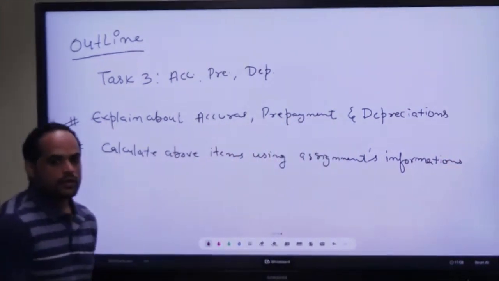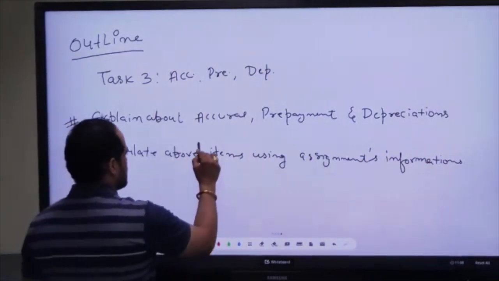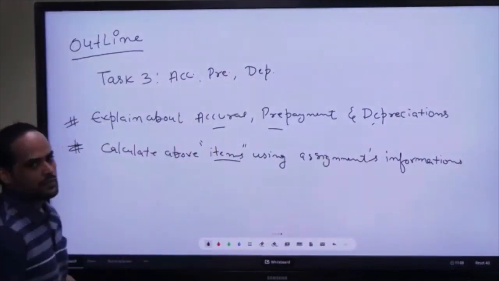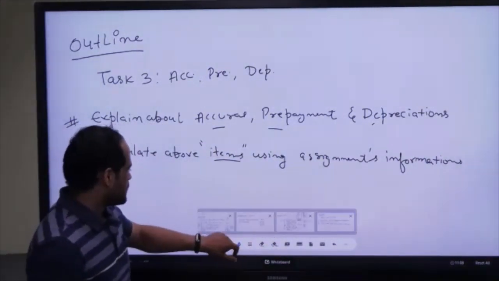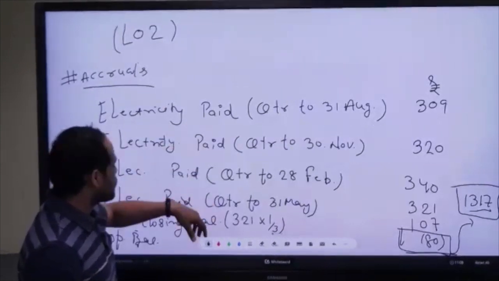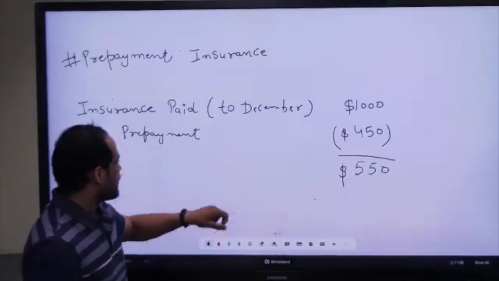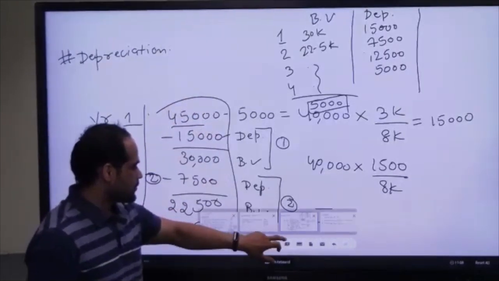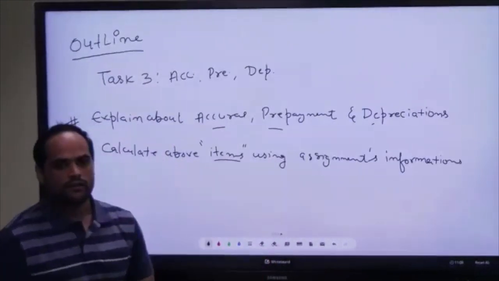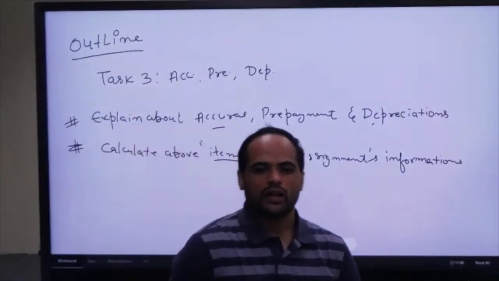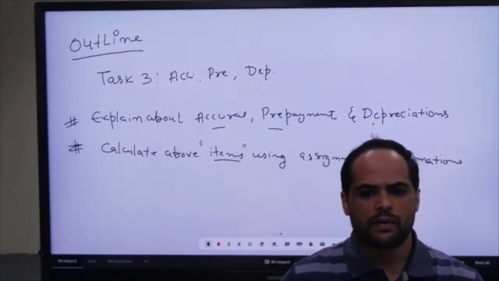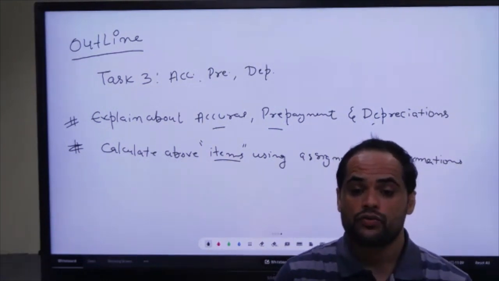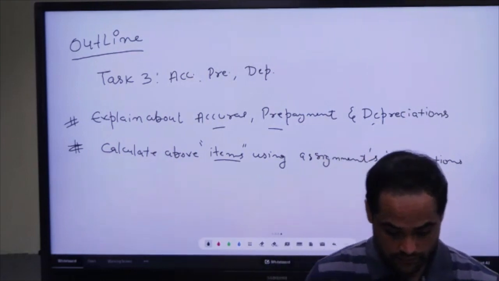Right. Then you have to calculate these items using the assignment's information, like this for accruals, for prepayments, and depreciations. All right, and give a very short note on it. You don't need to explain too much about prepayments and accruals, but you have to show the depreciations.